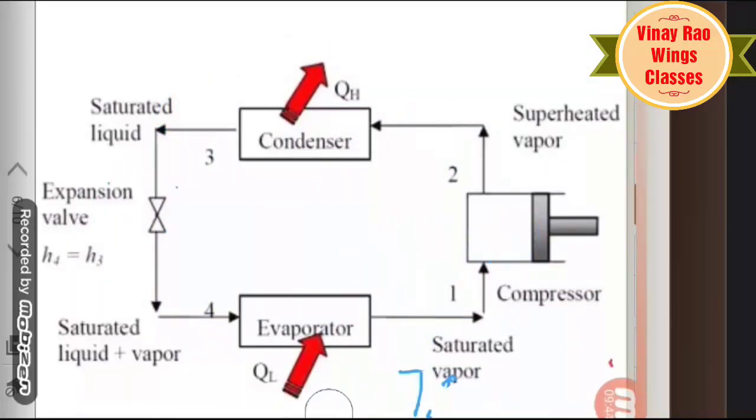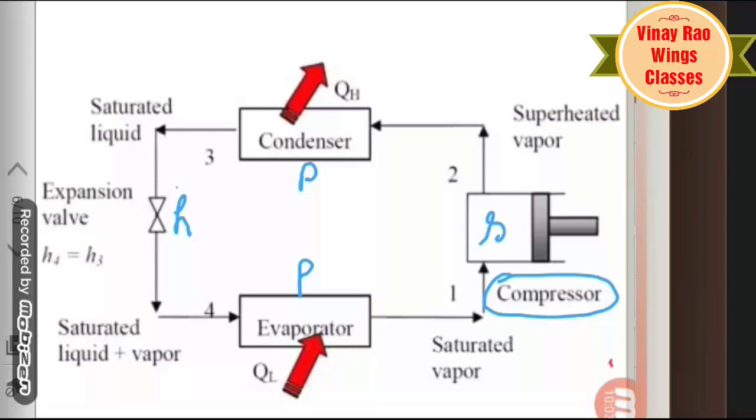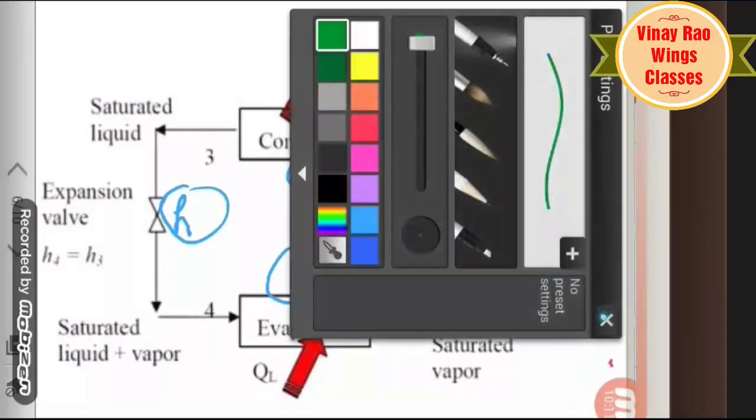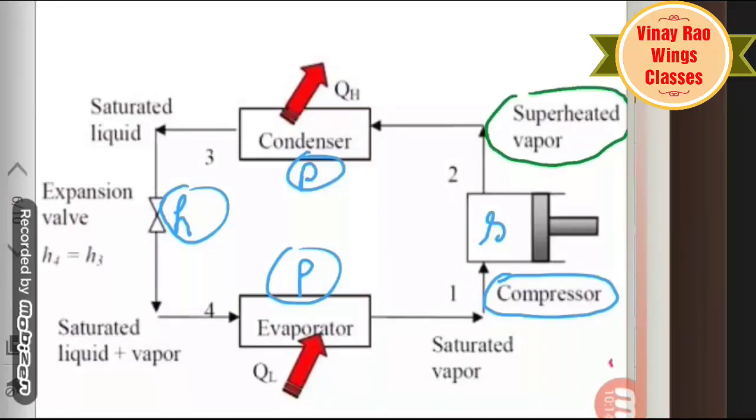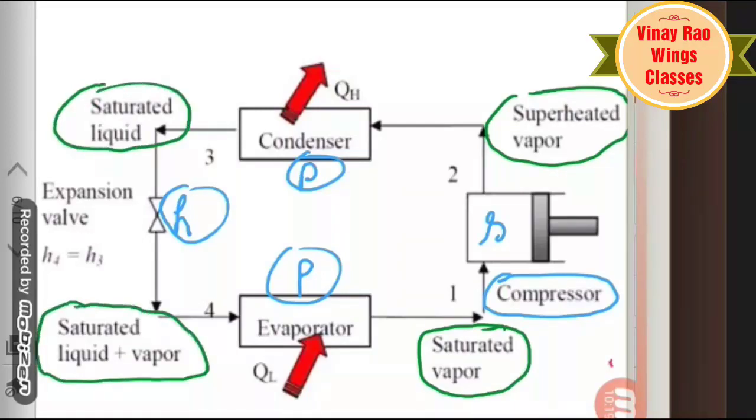the processes. Again, the most important thing: this is isentropic, this is isoenthalpic, this is constant pressure, this is constant pressure. That means there are two constant pressure processes, one isentropic, one isoenthalpic. In the compressor, there is an isentropic process; in the condenser, constant pressure; in the expansion valve, isoenthalpic; and again this is a constant pressure. After this, some terms are given: superheated vapors, saturated liquid, saturated liquid plus vapor. That means wet region.